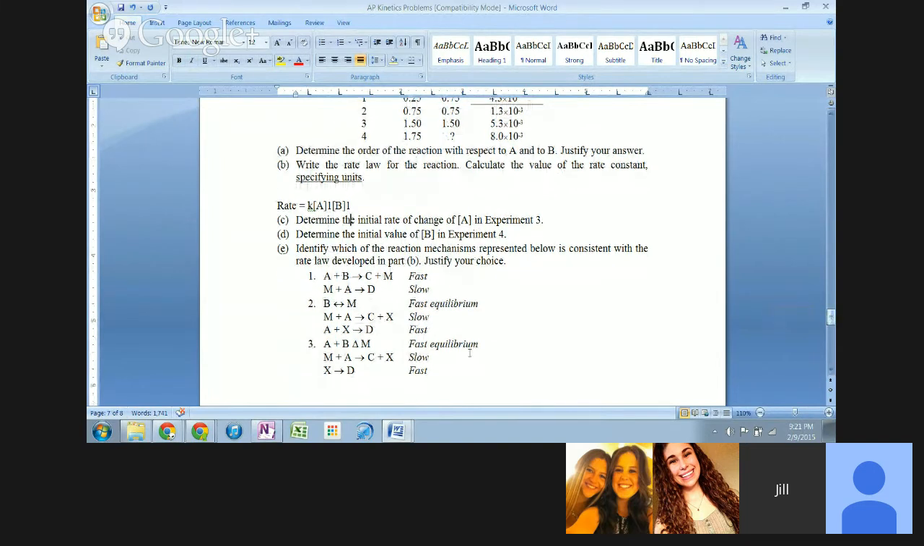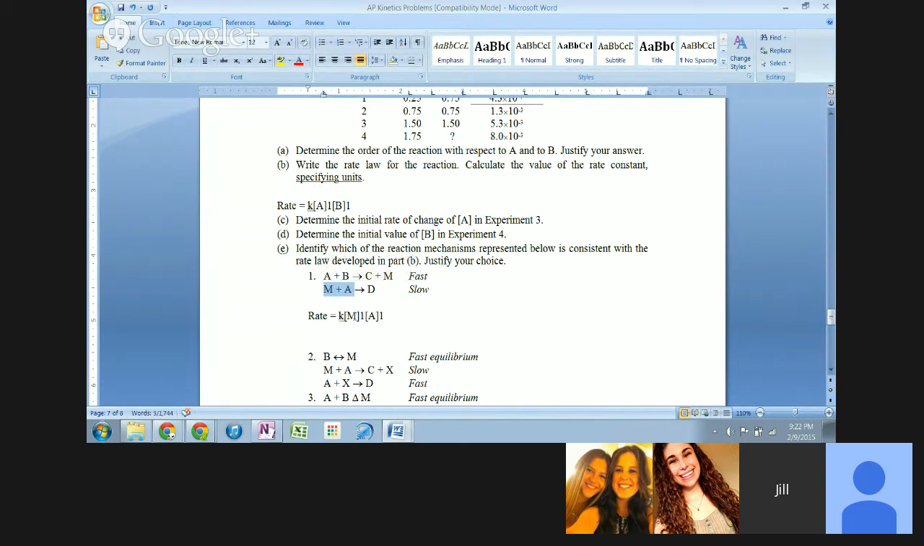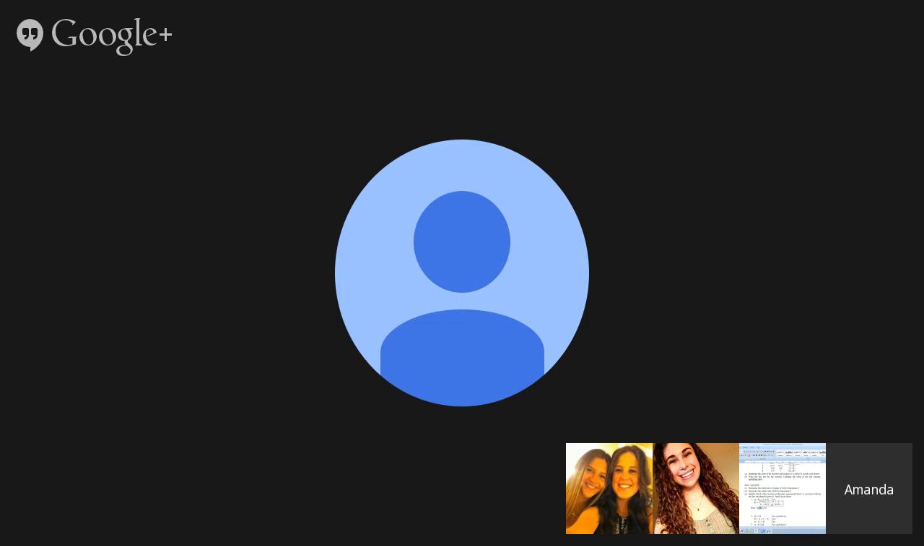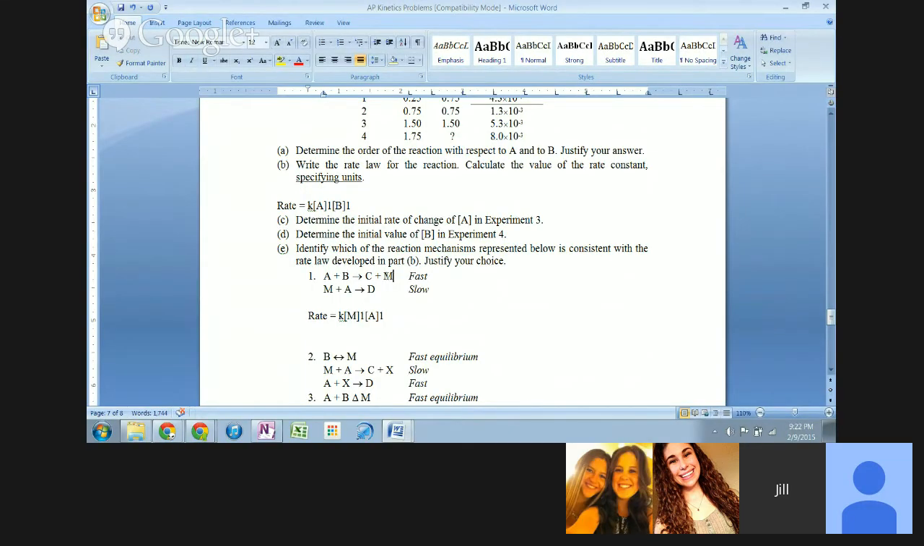So the way mechanisms work is that whatever the slow step is determines the rate. So with option 1, we would look at the slow step here, which is the second one. You would say that the rate equals k times M to the first times A to the first, because those are the two reactants in the slow step. However, what is M? It's an intermediate, right? Because it is not in our overall reaction. It's produced in the previous step.